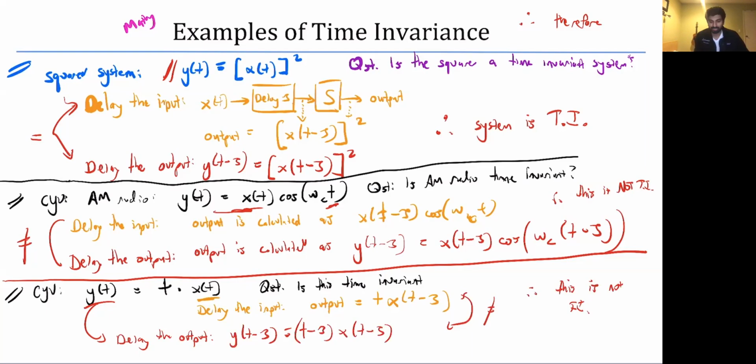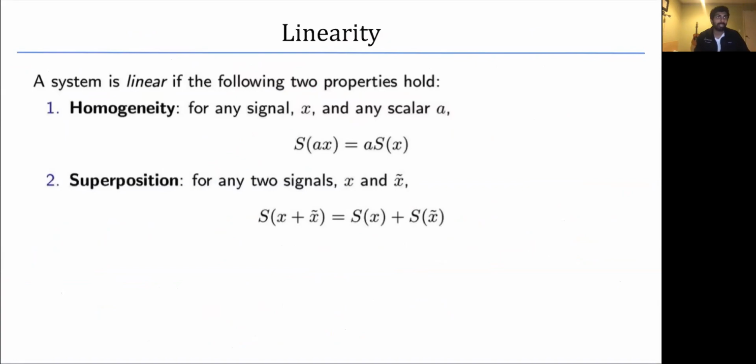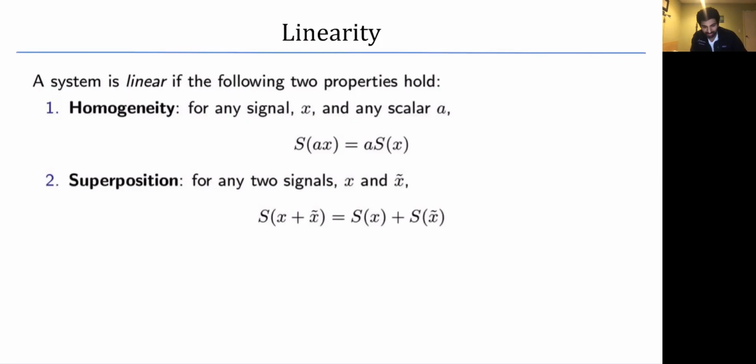Okay, now let us move on to the next property, which is linearity. A system is linear if the following two properties hold. The first property is homogeneity. So homogeneity is a subproperty of a system. It says that for any signal x and any scalar a, S of ax equals a S of x.